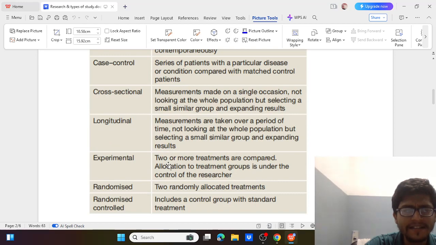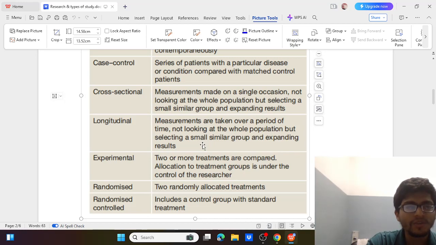Then coming to experimental studies, here 2 or more treatments are compared and allocation to treatment group is under the control of the researcher. So इसमें क्या हो रहा है, 2 या 3 ट्रीटमेंट को कंपेयर किया जा रहा है और किसको क्या ट्रीटमेंट देना है वो कंट्रोल जो है वो रिसर्चर के हाथ में है. अब इसी को रैंडमाइज किया जाता है, एक्सपेरिमेंटल को ही रैंडमाइज किया जाता है जिसमें क्या ट्रीटमेंट देना है वो रैंडमली एलोकेट किया जाता है.